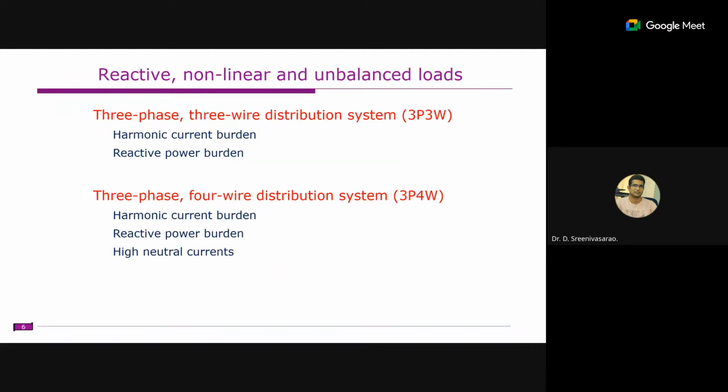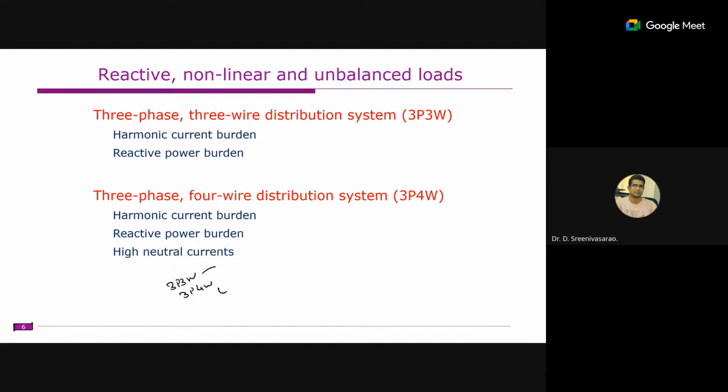So next, reactive, nonlinear and unbalanced loads. Right, we have two different systems: one is the three-phase three-wire and the other is the three-phase four-wire. Three-phase three-wire means there will be three phases and three conductors. There is no neutral here. Whereas in three-phase four-wire, we have a neutral.